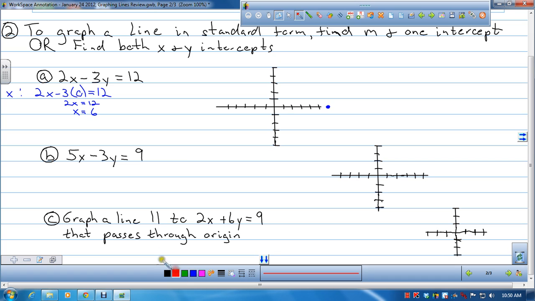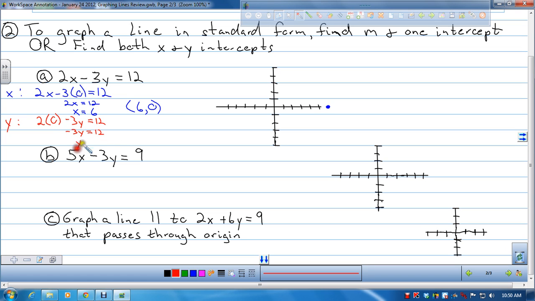Now, to find the y-intercept, I guess I could have actually written that out. That would be at (6, 0). To find the y-intercept, I'm going to plug in a 0 for x. Minus 3y equals 12. Well, that would mean negative 3y equals 12, which would mean that y equals negative 4. And I would have a point at (0, negative 4). So I go left and right 0, I go down 4.